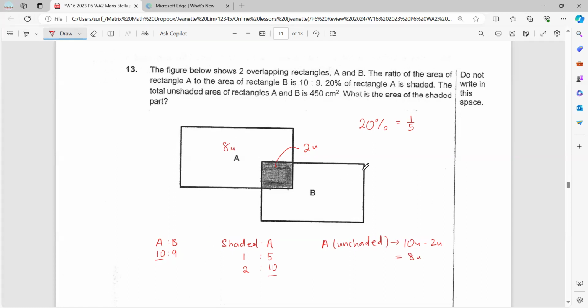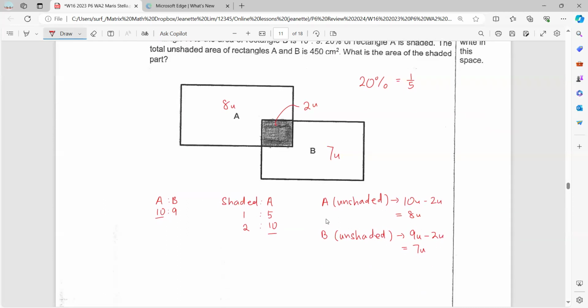The whole of B is 9 units. This is 2 units. So the unshaded part of B is 9 units minus 2 units, 7 units. There is a value given. The total unshaded part is 450. So I will add the unshaded parts up, which is 15 units.